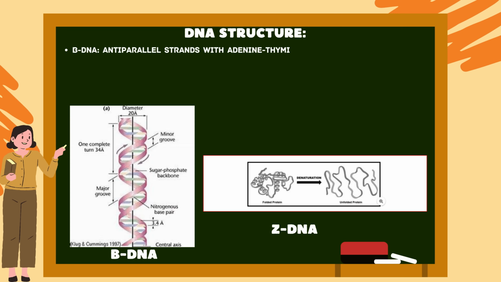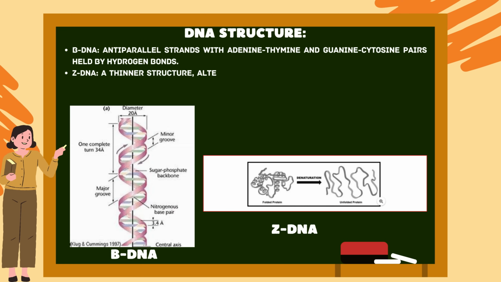Antiparallel strands with adenine-thymine and guanine-cytosine pairs held by hydrogen bonds. Z-DNA. A thinner structure with alternating purine pyrimidine bases stabilized by high salt concentration. You can see the image.